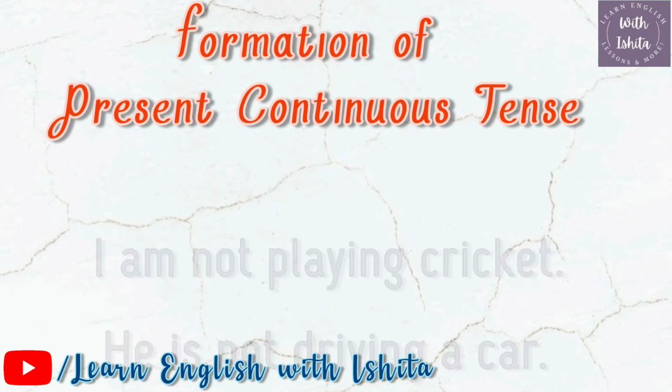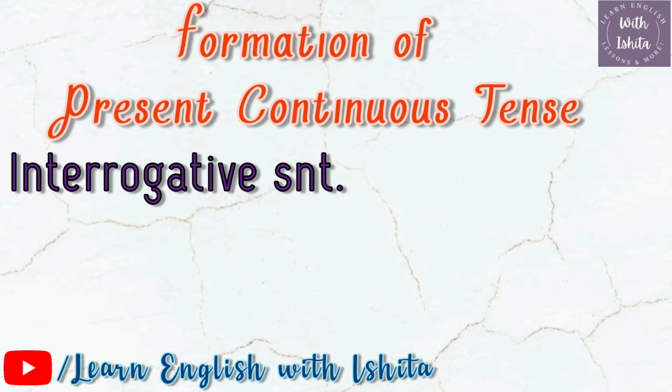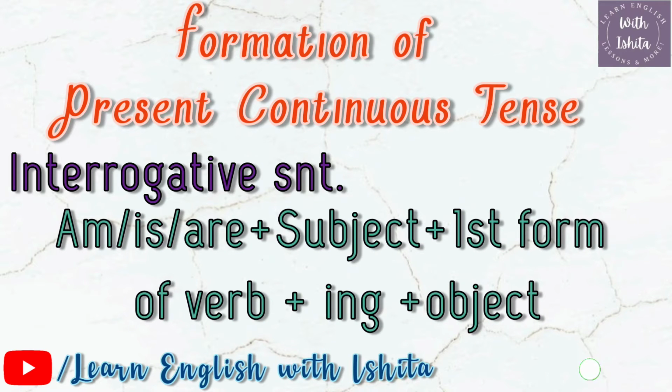Now let's talk about the structure of interrogative sentences for present continuous tense. First of all, that will be auxiliary verb or to be verb like am, is and are plus subject plus first form of verb, or it can be main verb, plus ing plus object. Because we are adding ing to the first form of verb, that is called present participle, okay?